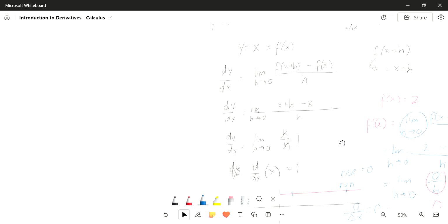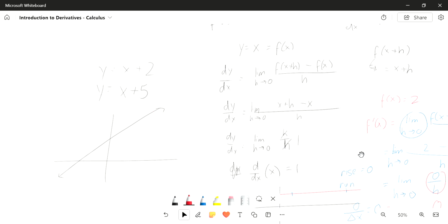And likewise, we can find the derivative for anything. y equals x plus 5 will have the same derivative, because any line will always have a constant slope. y equals x plus 5 and y equals x plus 2 have the same derivative because the slope is constant. And a constant slope means a constant derivative.